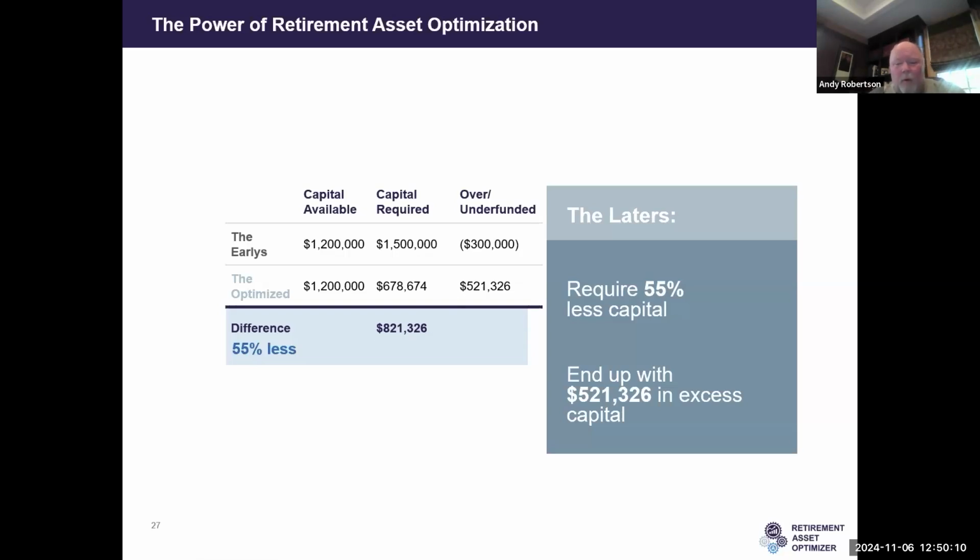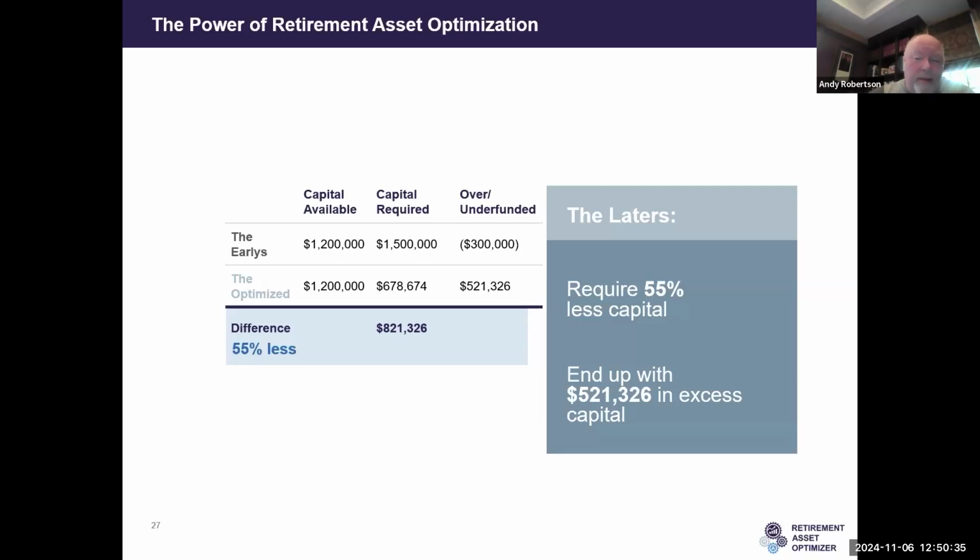And again, it didn't require us to get lucky, be better at picking stocks or bonds. We simply needed to be better at demonstrating the value that all the tools in the toolbox can provide. That's a 55% reduction in capital requirement, and we can determine this up front. You don't have to make a decision and then find out 15 years from now that it was a mistake and there's no way to get out of the situation you've created.